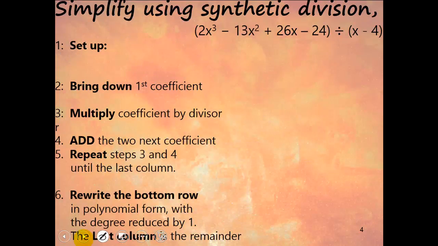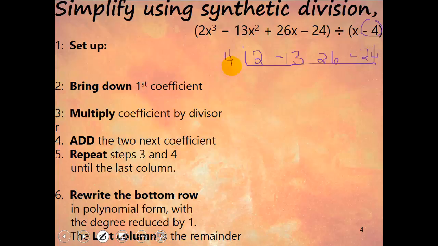All right. Now we're actually going to use synthetic division. The first thing we have to do is set it up. I look at my dividend and check to see if I'm in descending order: 3, 2, 1, 0, and I don't have any missing powers. So inside my box is going to be a 2, a negative 13, a 26, and a negative 24. My divisor is going to be the opposite of negative 4, so that's positive 4.